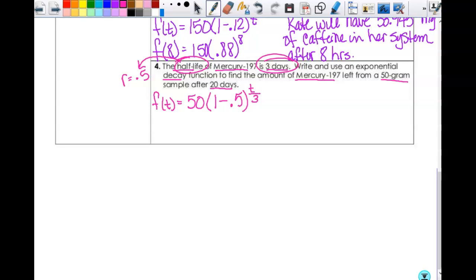All right, so now what is T? 20. So T is 20. So we get F of 20 is equal to 50. What's 1 minus 0.5? 0.5. Okay. To the 20 over 3 power.